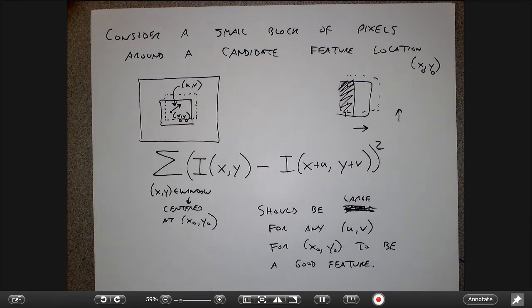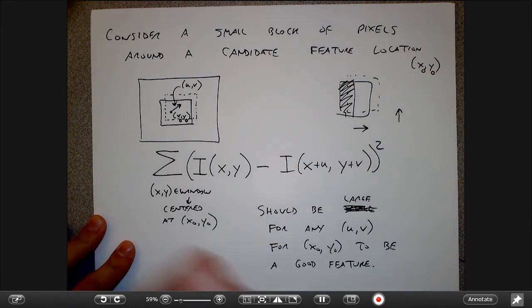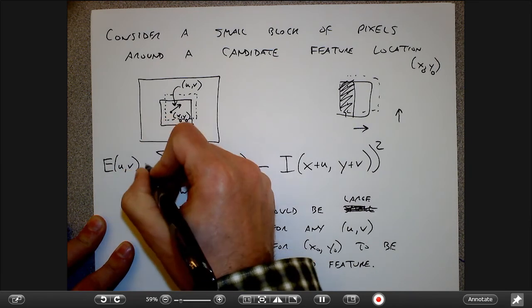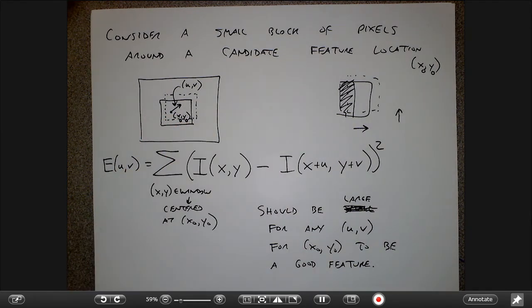Okay, so this is the principle, and I can assign this a name. I'm just going to call this the cost of moving in the u, v direction.